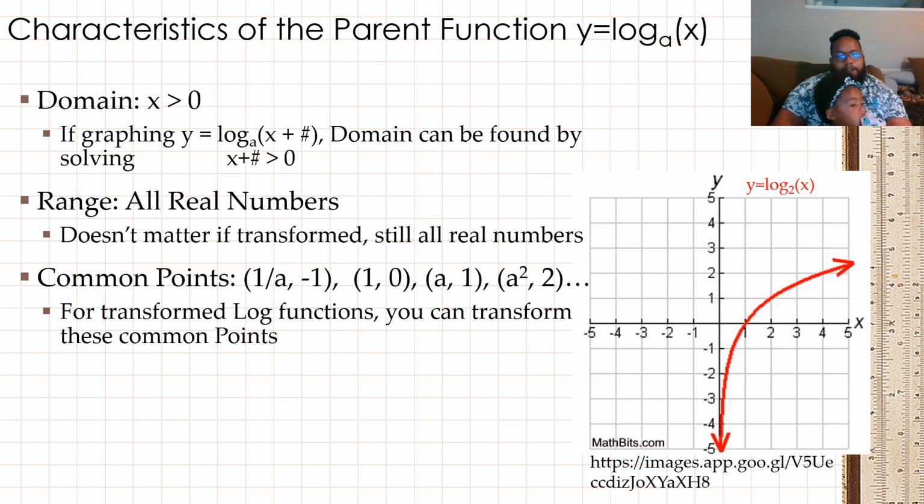So we have an example here of y equals log base 2 of x. If you'll notice, the first point that's pretty easy to see is 1/2 for x and -1 for y. So that's the point (1/a, -1). And then we have (1, 0). And then we have a squared. Since a is 2, a squared would be 4, comma 2. So that's that point right there.